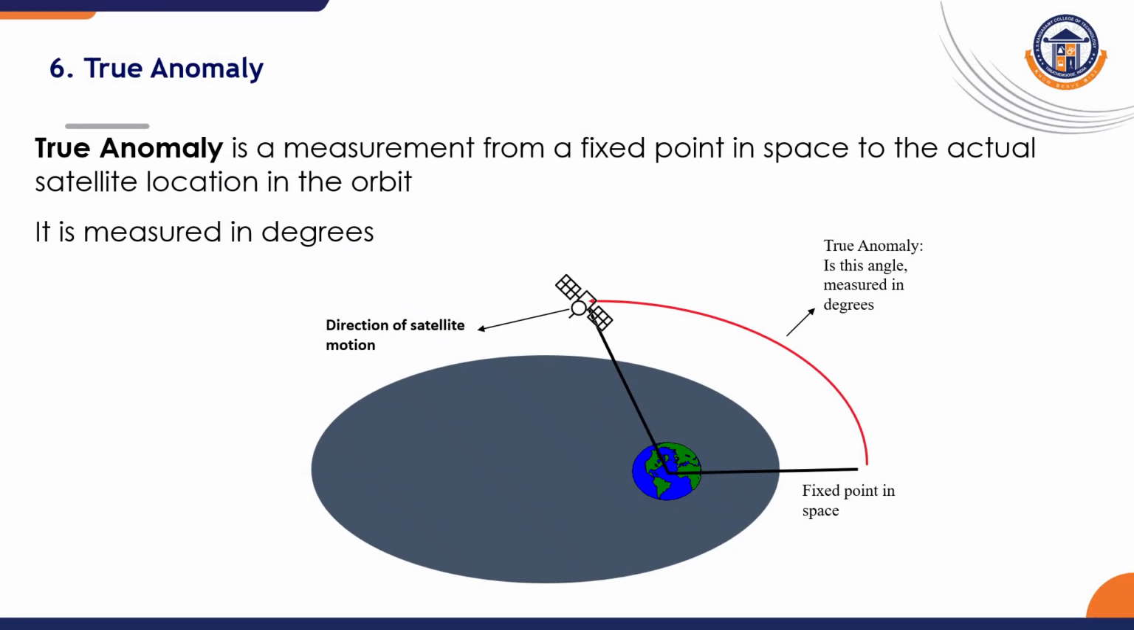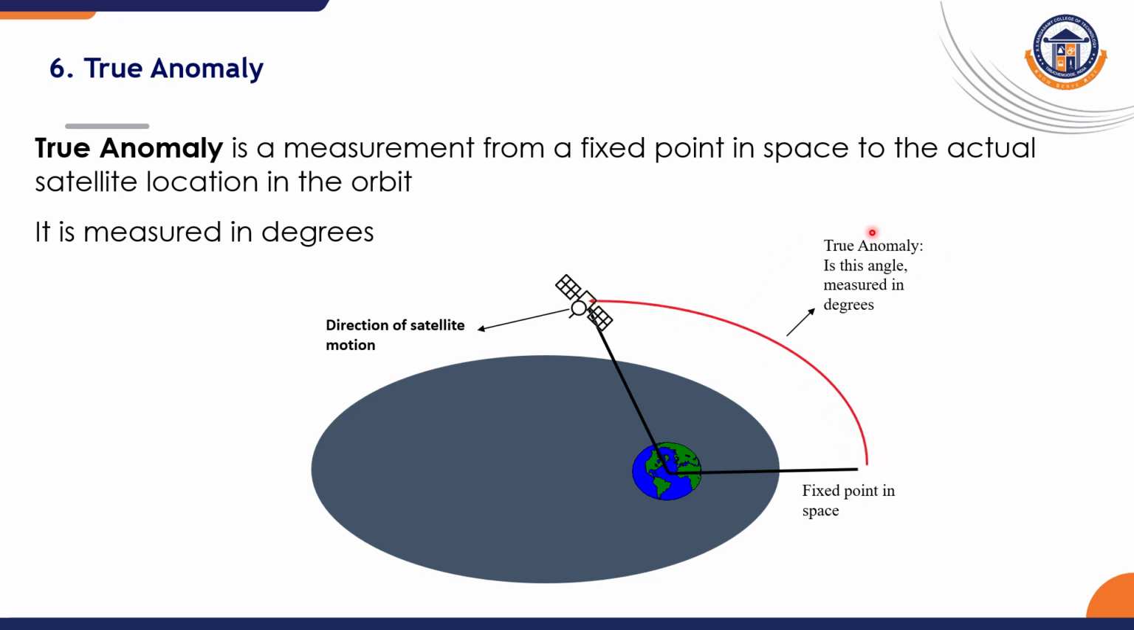True anomaly. True anomaly is a measurement from the fixed point in space to the actual location of the satellite. As usual, we know the fixed point in space is the first point of Aries, and from that, this is the angle. So this is where the satellite is. This angle is measured in degrees. This is called the true anomaly.